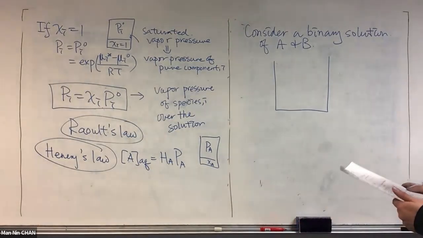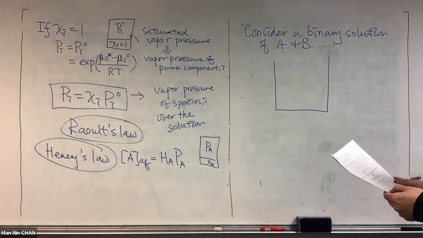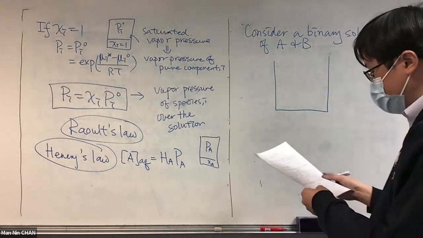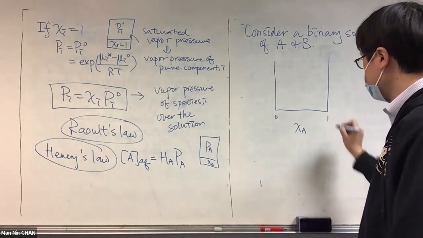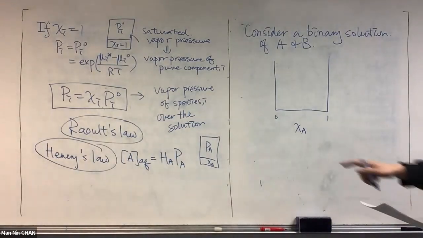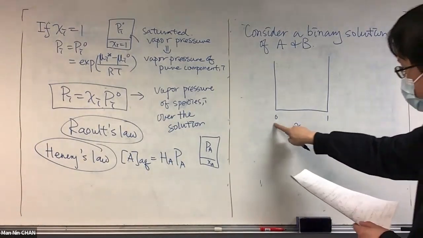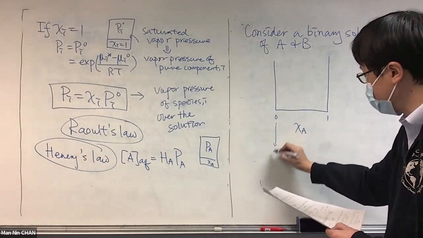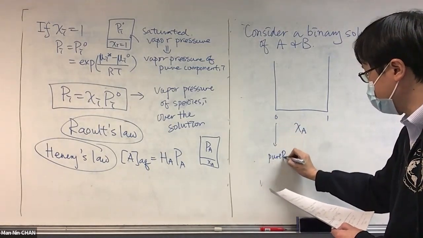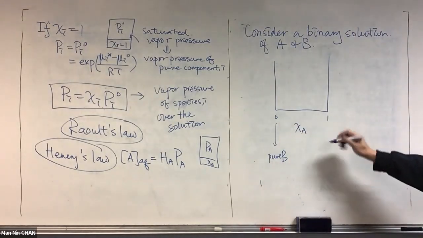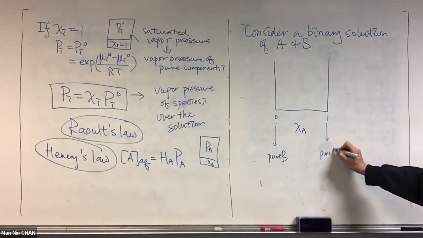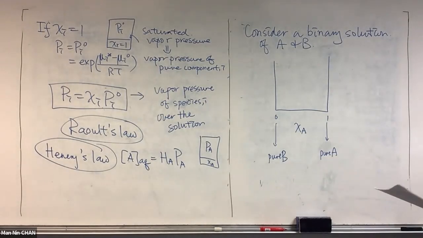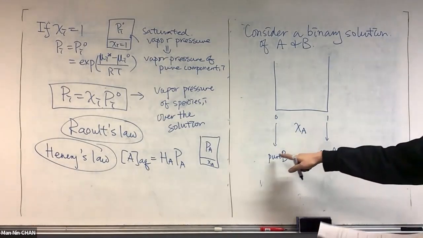The x-axis here is the mole fraction of A. XA is the mole fraction of A. So if the mole fraction of A is 0, this is pure B, right? So we have B here. And if your mole fraction is 1, this is only pure A in your solution.